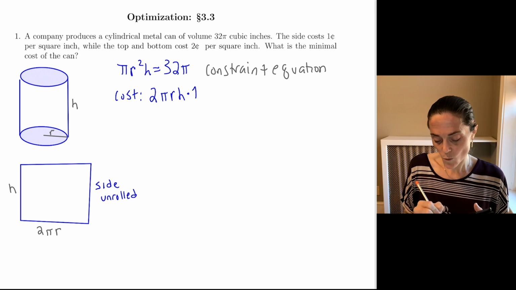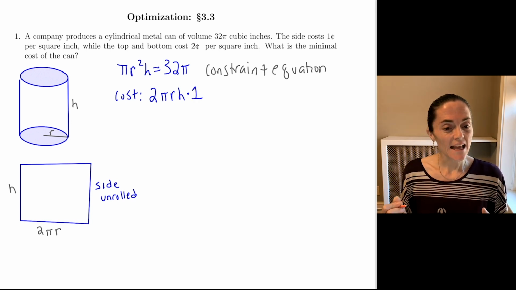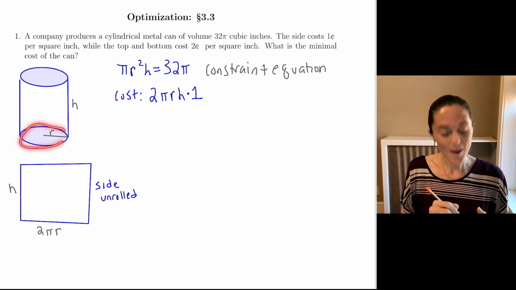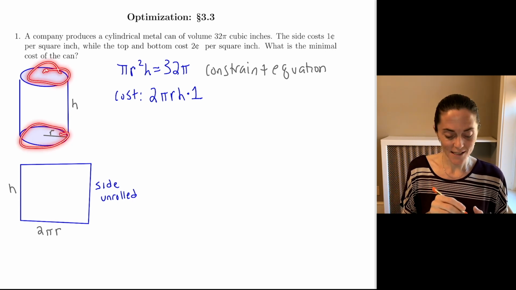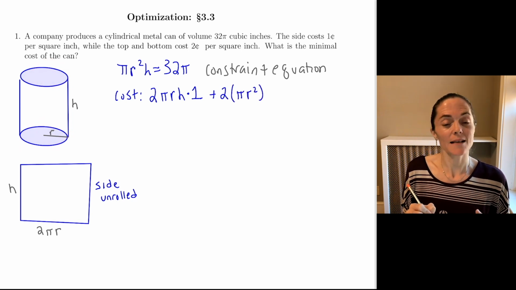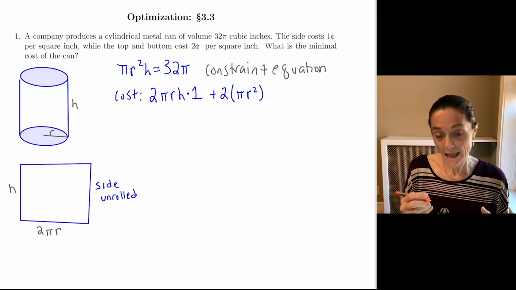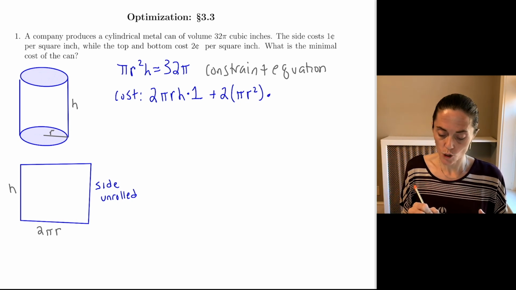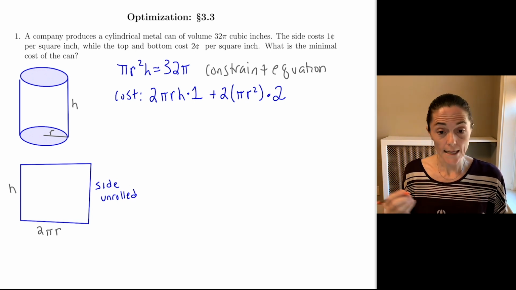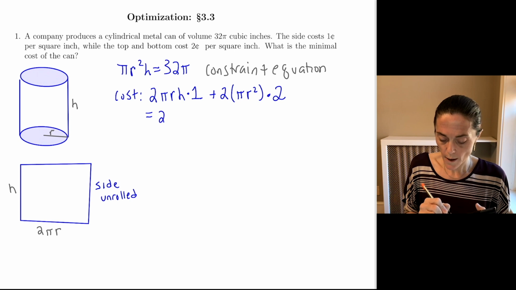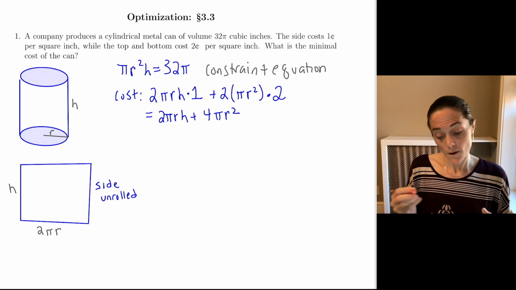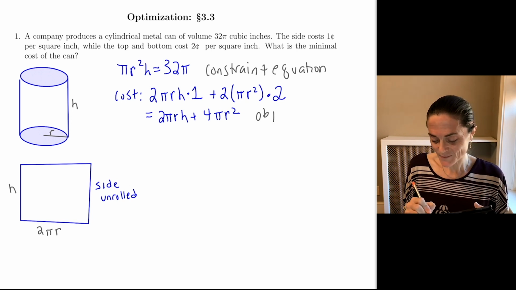And then the cost is 1 cent per square inch. And then the top and the bottom both cost 2 cents per square inch. This area is pi r squared, and this area is also pi r squared. So we have 2 pi r squared, because we have a bottom and a top, and then we multiply by the cost, which is 2 cents per square inch. So this is our cost as a function of both r and h. Maybe I'll take one step here. This is 2 pi r h plus 4 pi r squared. This is our objective function.